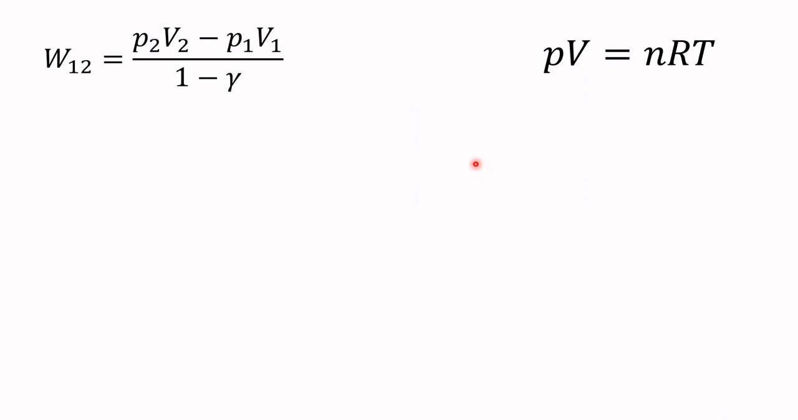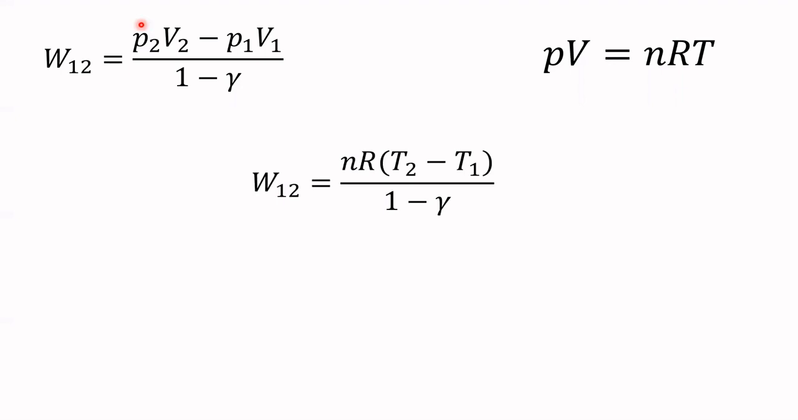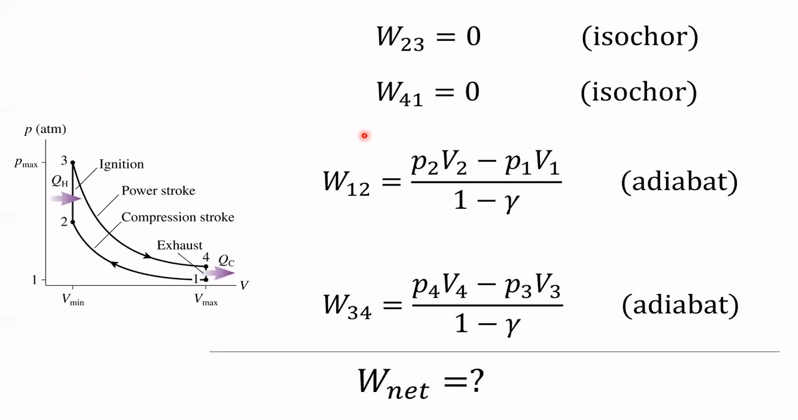Let's make a substitution now. The ideal gas law tells us that at any particular state on the PV plane, PV is the same as nRT. That's true for an ideal gas. So let's replace these PVs by nRTs, and what I've done is factored out the nR. And then we'll do the same thing with the work along the top adiabat.